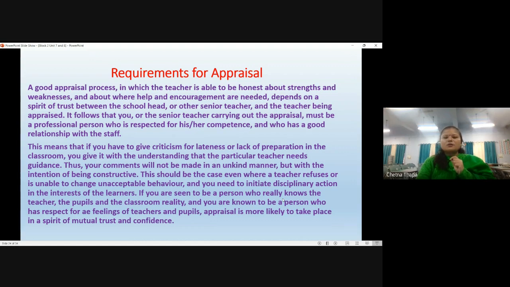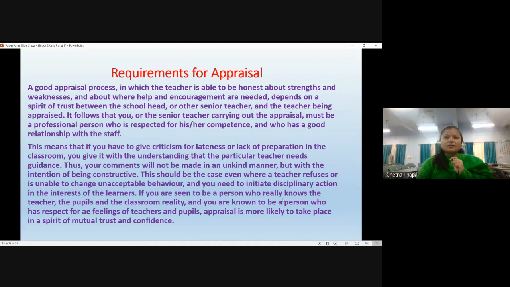you will not just give a criticism, but you will try to make the teacher understand what the particular teacher is lacking, what his needs are, and it's through proper guidance. Your comments should not be in an unkind manner, but should be very constructive. When the teacher refuses or is unable to accept the acceptable behavior, then only you need to initiate the disciplinary action in the interest of the learners.